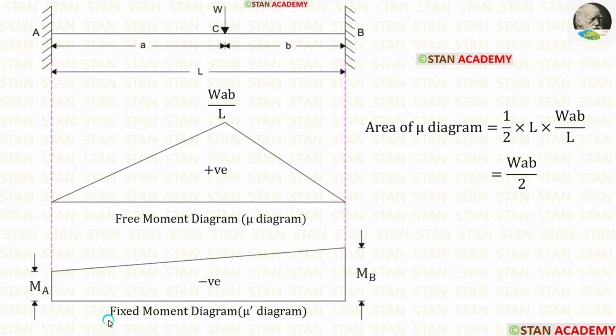Now, let us see how to draw the fixed moment diagram. In the fixed supports, there will be moments. At point A, there is a fixed support. Here the moment is MA. At point B also, there is a fixed support. Here the moment is MB. Using these moments, we have to make the fixed moment diagram. Here MB is bigger than MA because the point load is near to the support B.